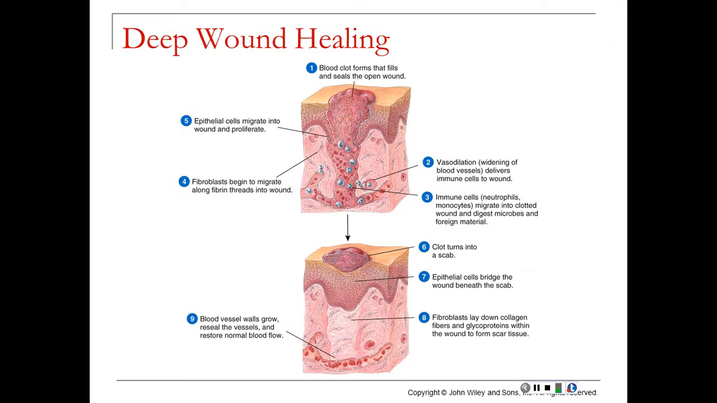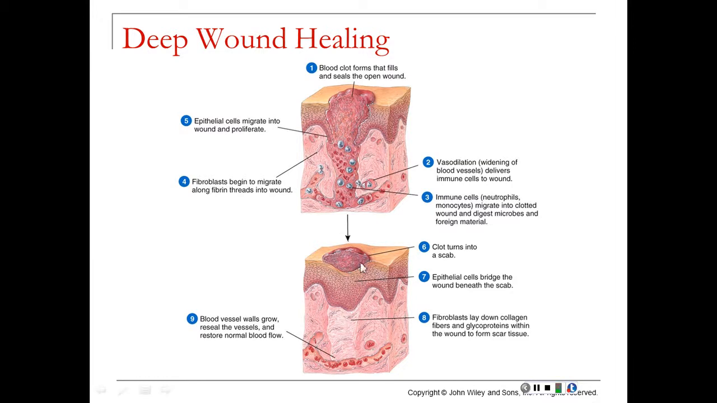So that new blood that's coming in, because these vessels are nice and dilated, is going to sweep away all of the debris and dead cells and maybe even pathogens that have come in. And it's going to bring with it nice oxygen and nice fresh nutrients to help those cells regrow and replenish the area. Immune cells are going to come in with that blood as well and help to digest any pathogens that may have come in, as well as any foreign material.